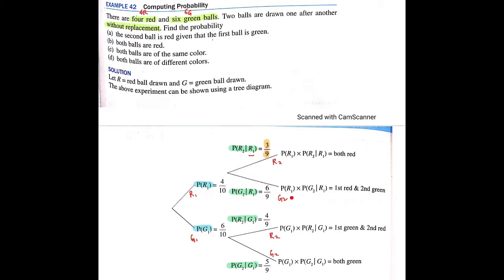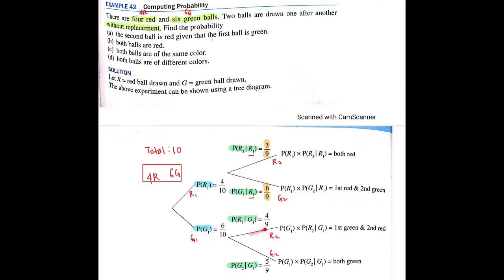Let's see this branch. Now we have picked green 2. So the second ball is green given that the first ball is red. That's why we write the probability of G2 given R1. The grand total, your number of sample space, now is 9. The first pick is red, no one touched our green balls yet. So the green balls are consistent at 6. So 6 over 9.